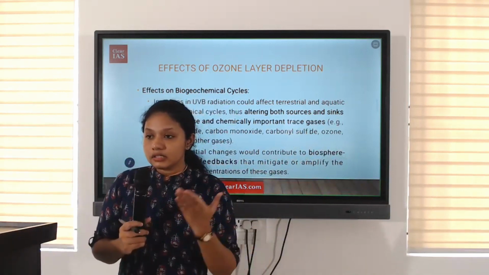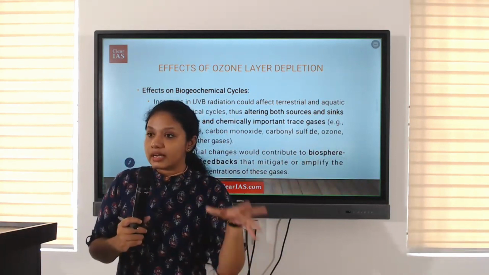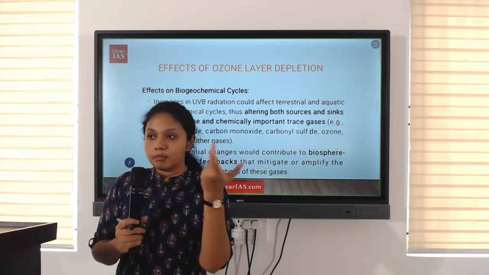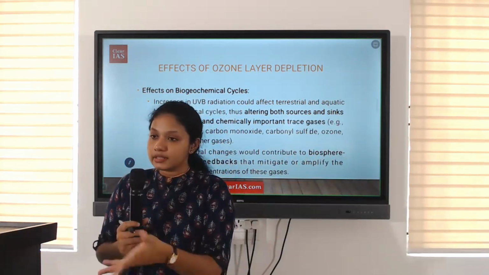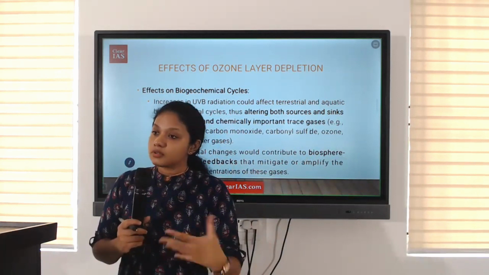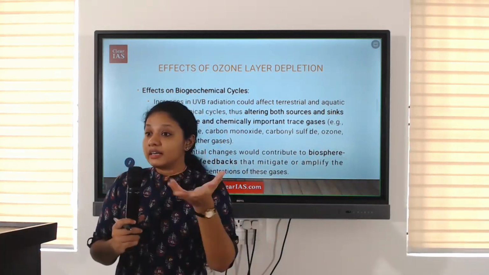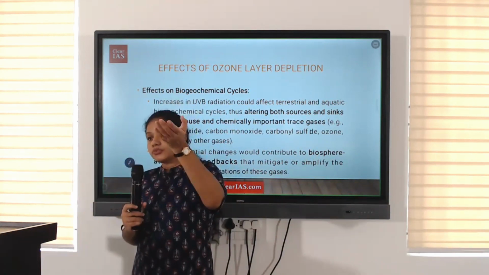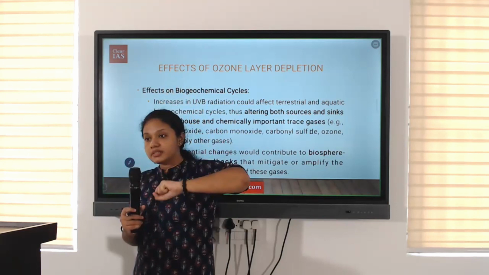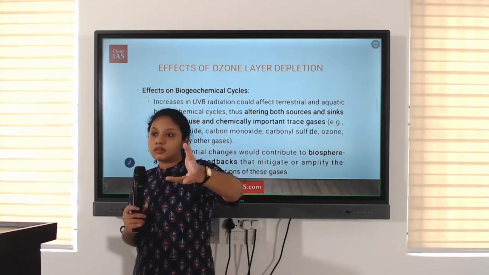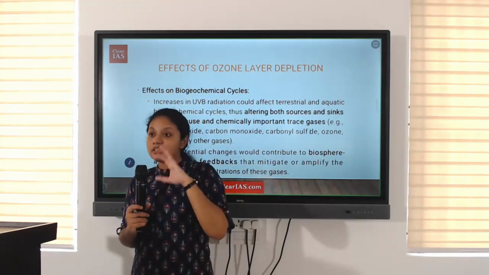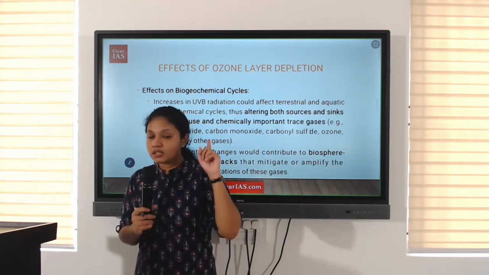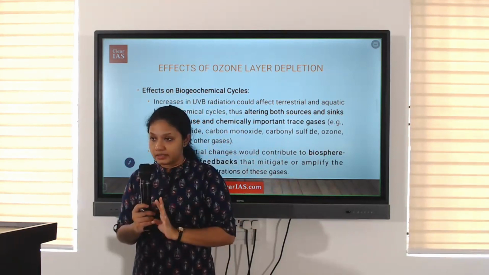Next is regarding the biogeochemical cycle. The source and sink of the biogeochemical cycle get altered. The best example we took is carbon. Carbon sources, for example wetlands and livestock, are important sources of methane. They are released into the atmosphere, and the carbon sinks are oceans, forests, etc. There will be a disruption in the source and sink, so there will be a disruption in the biosphere-atmosphere feedback mechanism as well.